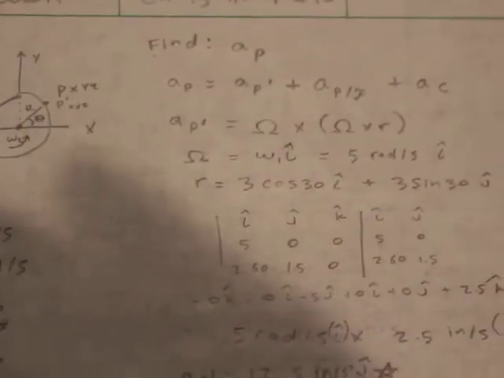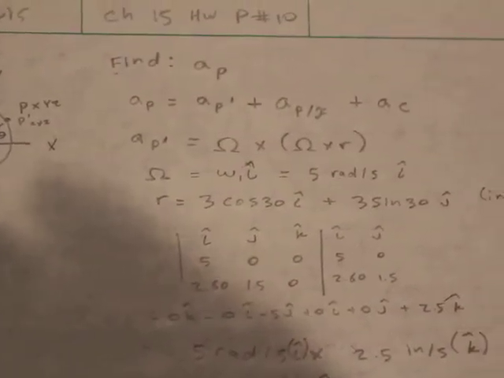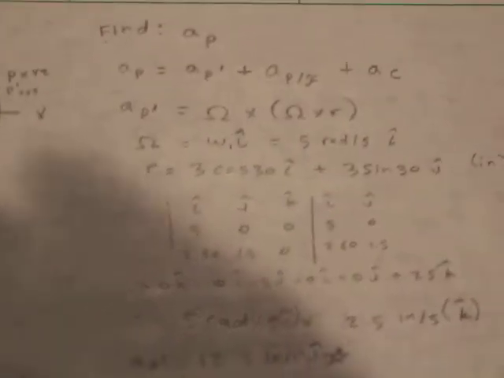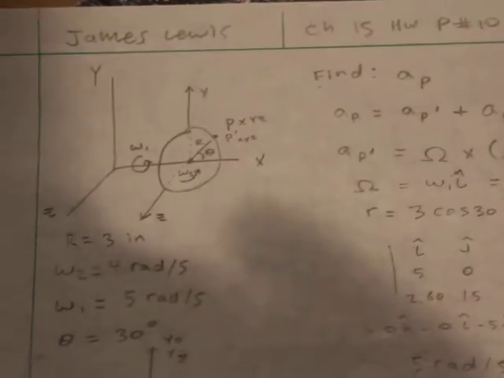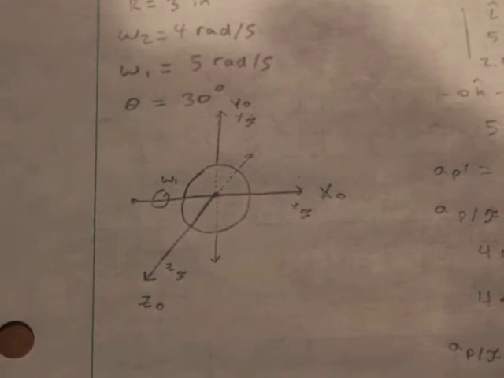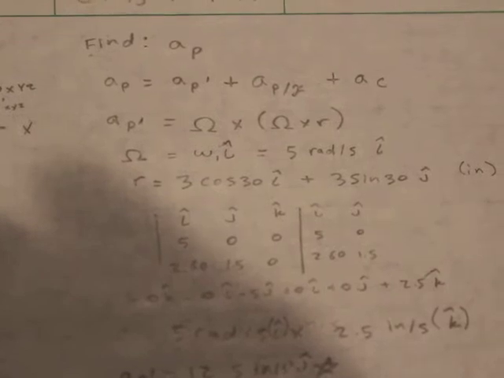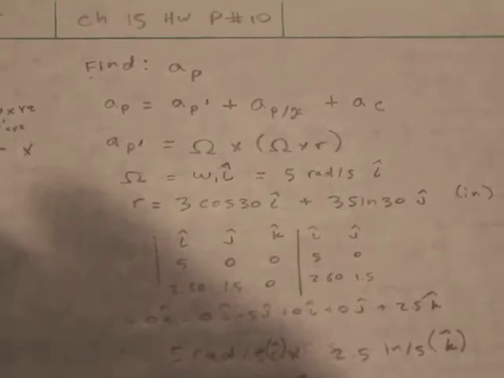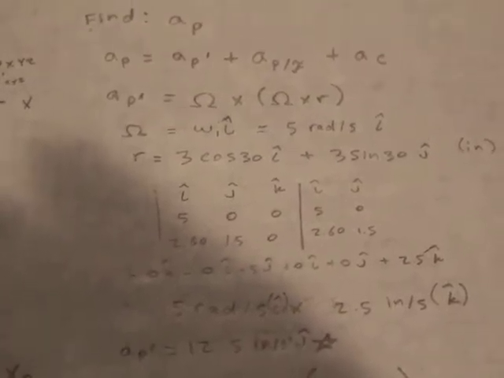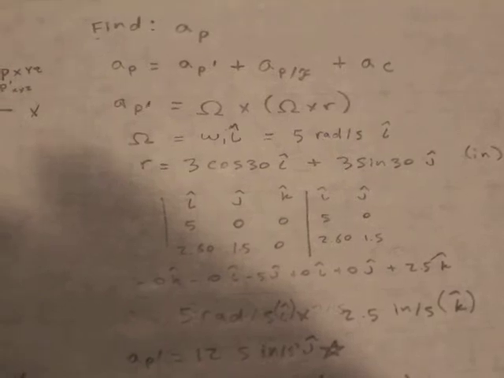So we are supposed to find the acceleration of point P, so we're going to start out with the acceleration of P equals AP prime plus AP in regards to F, where the F frame is the smaller frame of reference, the lowercase x, lowercase y, lowercase z. And then we have our AP prime is omega crossed with omega cross r. Capital Omega is omega 1 I hat, which is 5 radians per second.